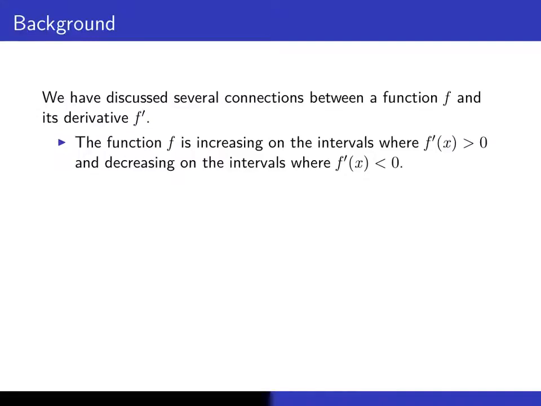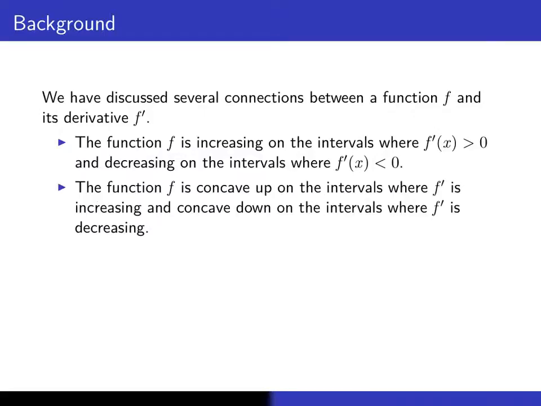We've already made connections between a function and its derivative. In particular, a function is increasing on an interval where its derivative is positive, and decreasing when the derivative is negative. A function is concave up on the intervals where the derivative is increasing, in other words, where the second derivative is positive, and concave down where f prime is decreasing.